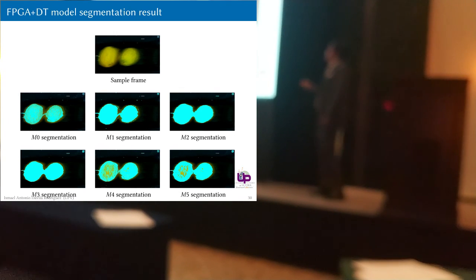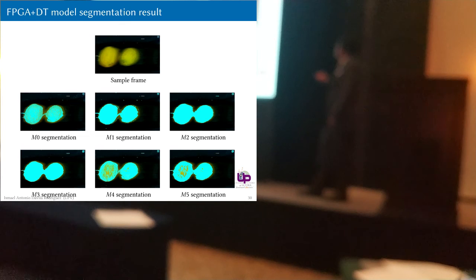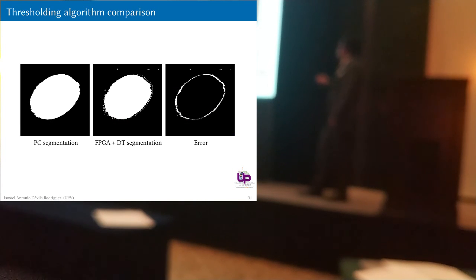And here we see the segmentation. Here's a sample frame, and you can see that M2 has the best performance. M4 has a lot of porosity, and the same goes for M0. With the morphological operations, we get no porosity. But it's not a big deal with M2 and M3. There's no significant difference.